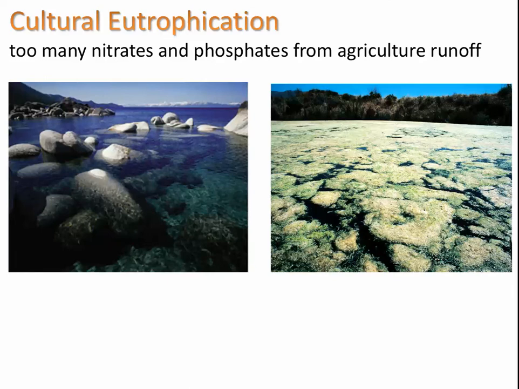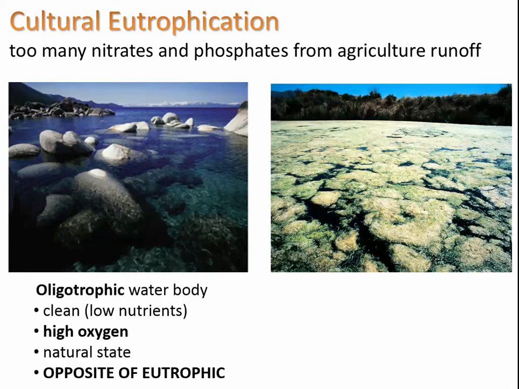But here, cultural just refers to eutrophication that's not happening naturally. It's happening because of human activity. So it means it results from too many nitrates and phosphates, primarily from agriculture runoff. On the left here, we see a healthy water body that's low in nutrients, so it's clean, and it's called oligotrophic. And because you're not getting eutrophication, you have high oxygen. It's a natural state of how waterways should be, and it's the opposite of eutrophication.